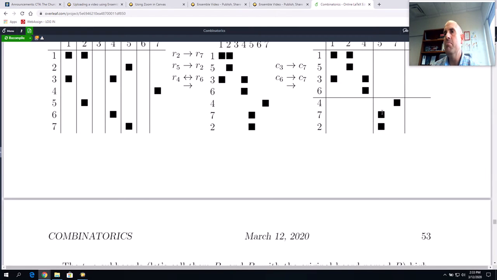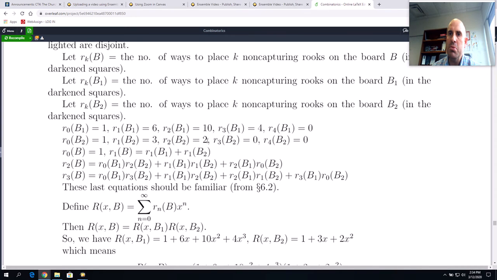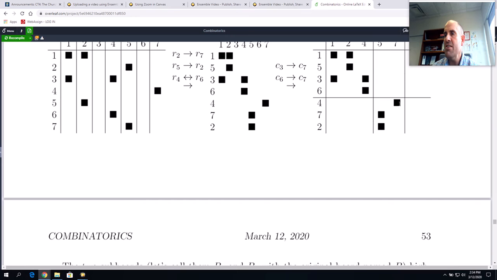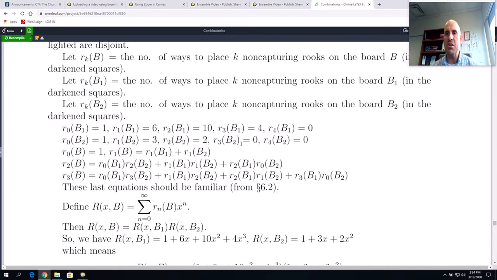Well, I obviously can't even place two rooks on these two squares because they would be attacking each other. So if I'm going to place two rooks, one of them has to be in this upper right dark square. And if I place a rook there, then I have two choices in which to place the other rook. So that is why I get R2 of B2 equal to 2. And incidentally, that's also why R sub 3 of B2 is 0. I mean, there's not even three columns. I would need at least three columns to place three rooks in a non-capturing way. That is why R sub 3 of B2 is equal to 0, and so is R sub 4 of B2.